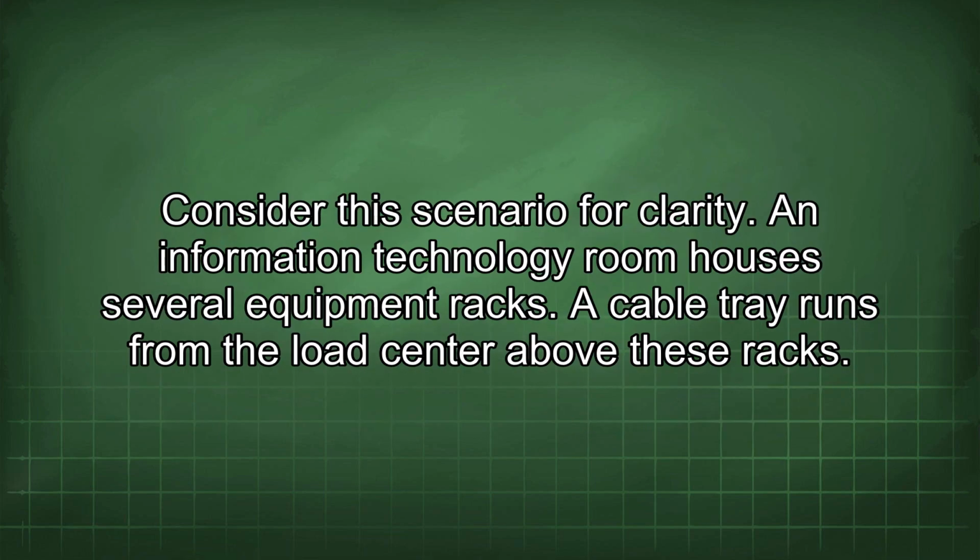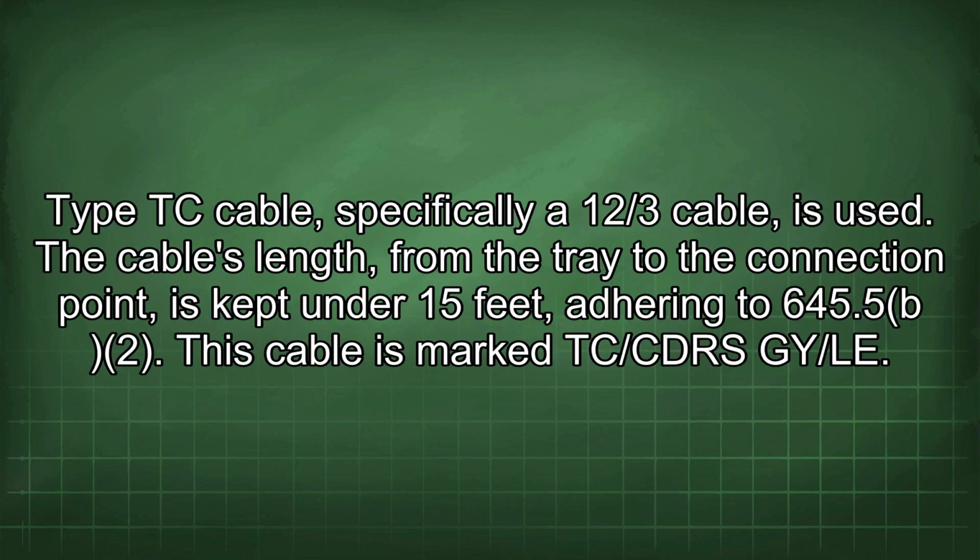Consider this scenario for clarity. An information technology room houses several equipment racks. A cable tray runs from the load center above these racks. Type TC cable, specifically a 12/3 cable, is used. The cable's length from the tray to the connection point is kept under 15 feet, adhering to 645.5.